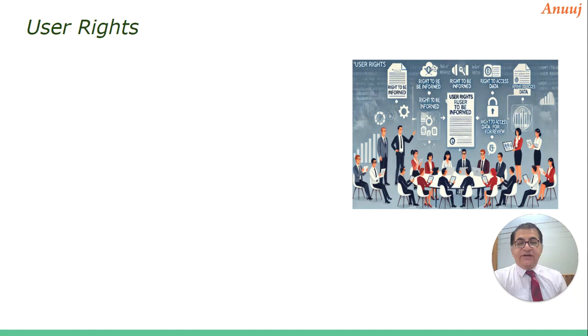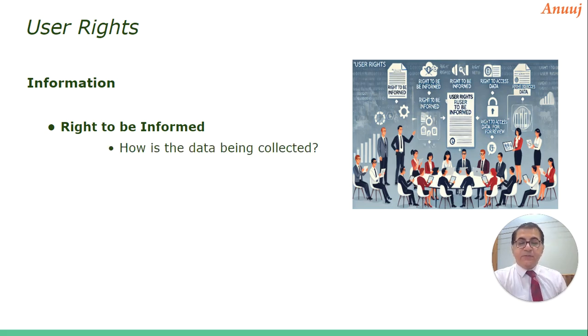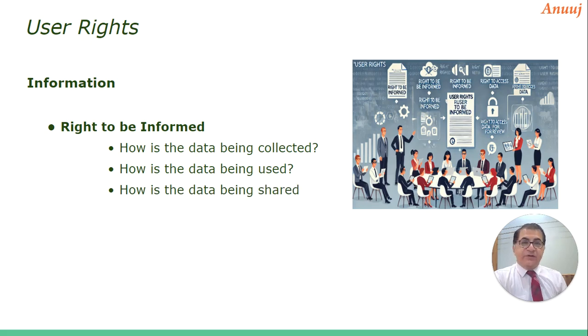As far as user rights are concerned, it's relatively simple. My first right is the right to be informed. You have my personal information. I have the right to be informed what information you have and how you are going to use it, and whether you are going to share it with anyone else or not. So as a user I have the right to be informed by you before processing my information as to what information you have, how you are processing it, and whether you are sharing it further with anyone. So how is the data being collected, how is it being used, and how is it being shared.